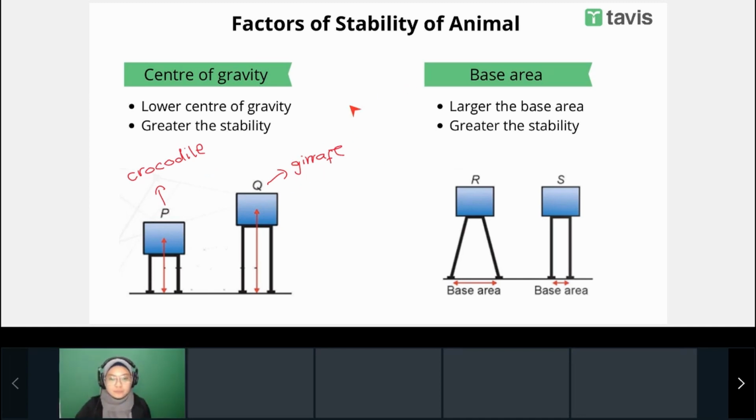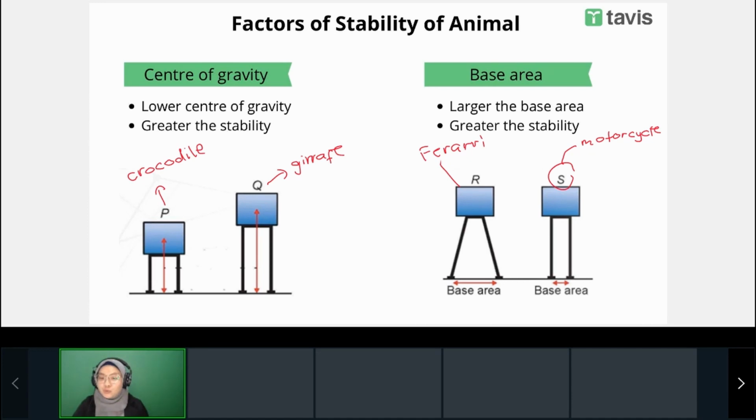Okay, base area. Another factor is the base area. The larger the base area, the greater the stability. I give an example: R is a Ferrari, as we had just now, and S is a motorcycle.